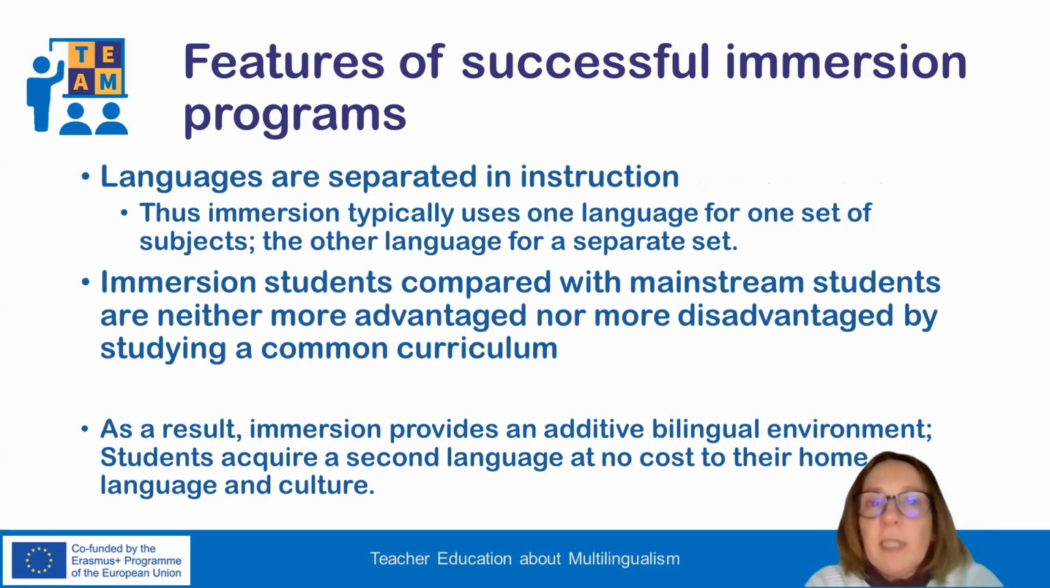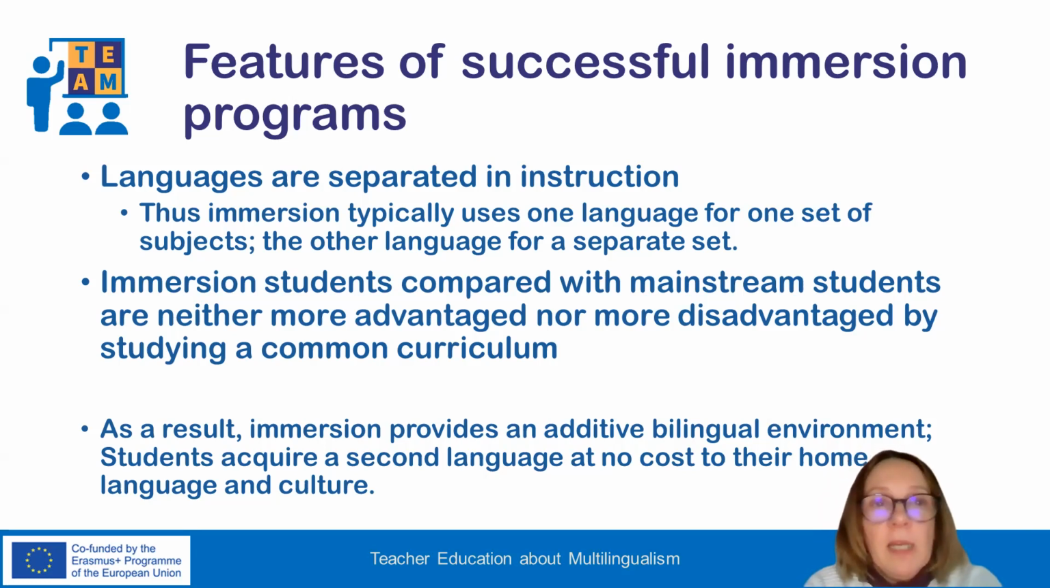What are the features of successful immersion programs? The one is that languages are separated in instruction. They are clearly separated. So immersion typically uses one language for a specific set of subjects. For example, math and science are taught in the target language, and social studies and ELA are taught in English, for example.